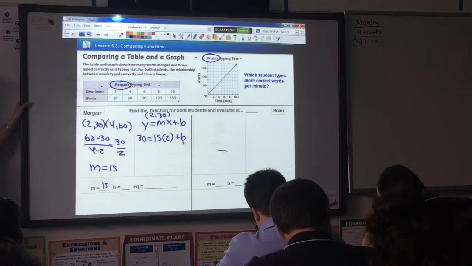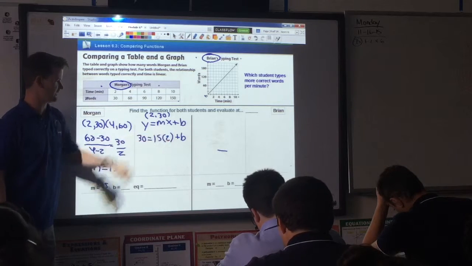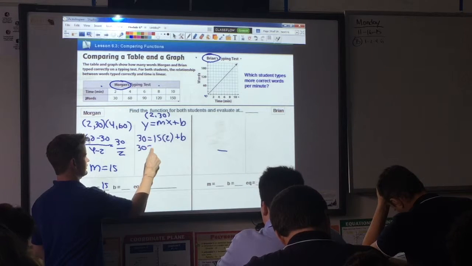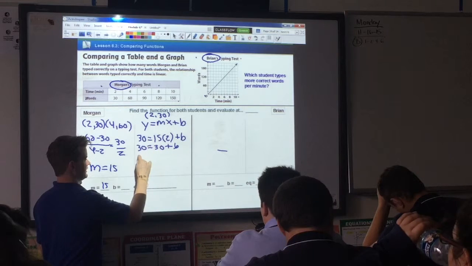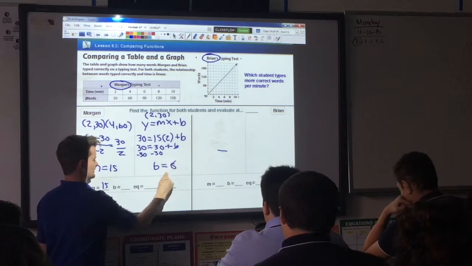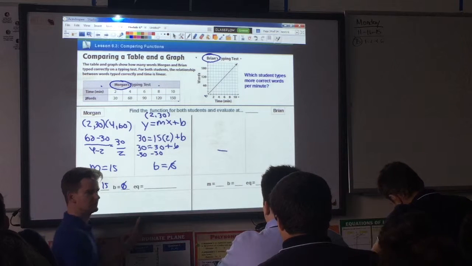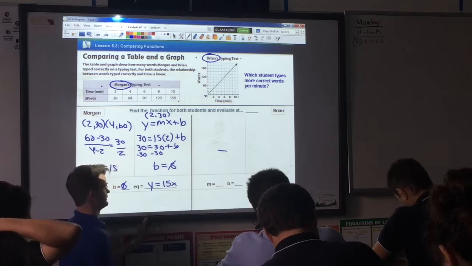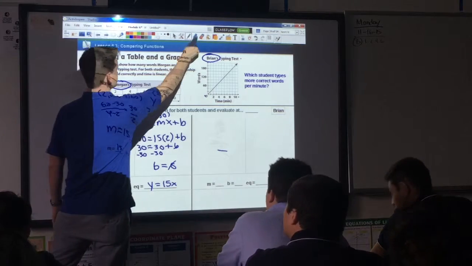Do we understand how we got there, yes or no? Yes, we do. 30, that's my y, that's my slope, that's my x. What's 15 times 2? 30. So we're going to get 30 is equal to 30 plus b. Those two 30s are going to cancel out. Minus 30, minus 30. My b is equal to 0. What's my equation going to be? What's my rule going to be? Y equals 15x.